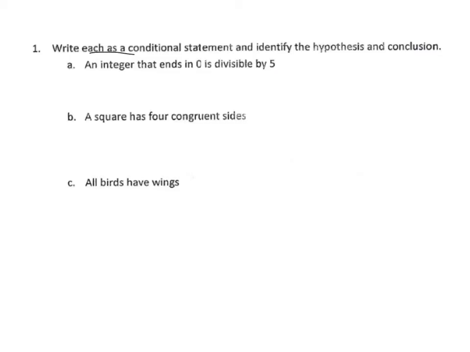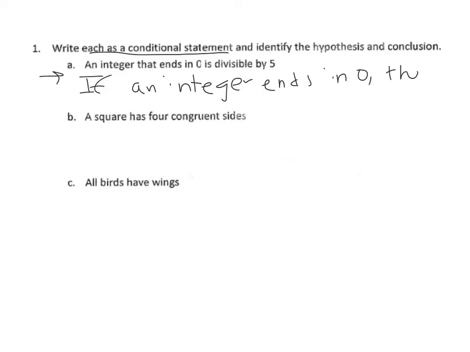In order to write each as a conditional statement, you have to turn it into an if-then statement. So this first one is not an if-then statement. An integer that ends in 0 is divisible by 5. So I have to carefully add an if and then. I'm going to add: if an integer ends in 0, then it is divisible by 5.